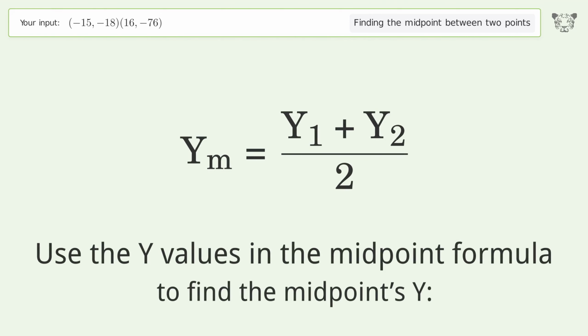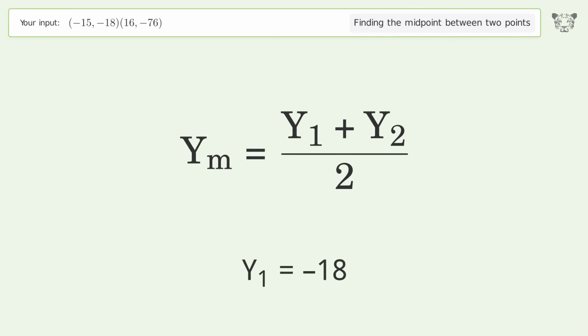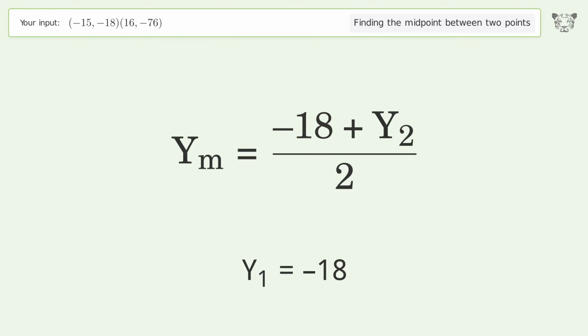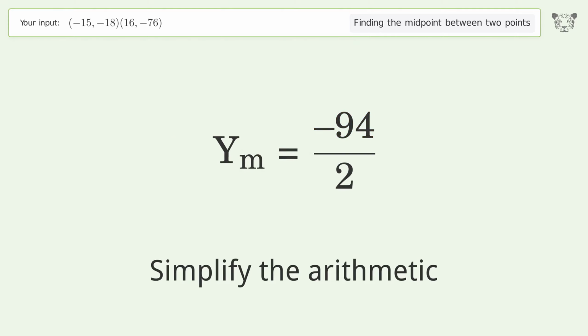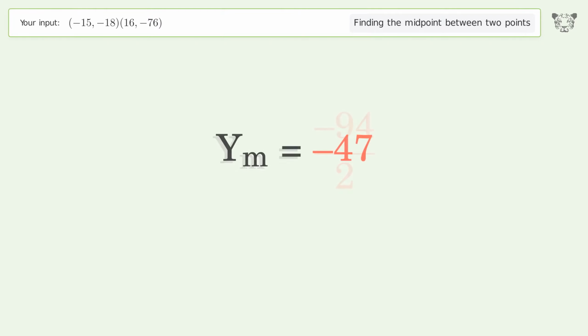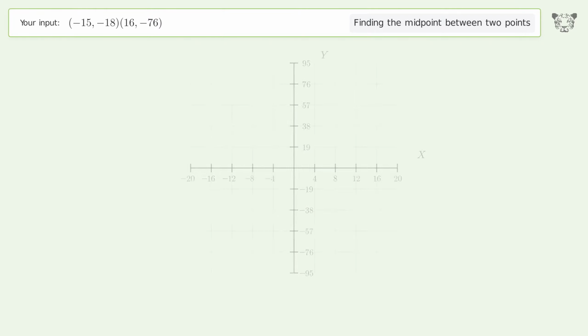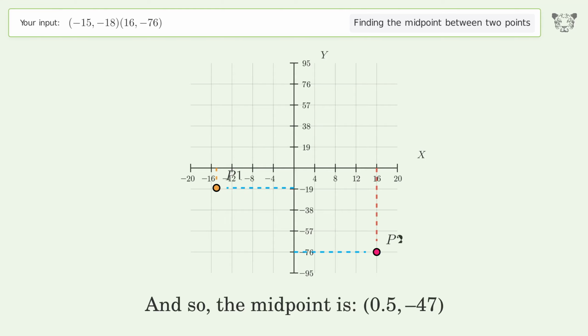Use the y values in the midpoint formula to find the midpoint's y. y1 equals negative 18. y2 equals negative 76. Simplify the arithmetic. And so, the midpoint is 0.5, negative 47.